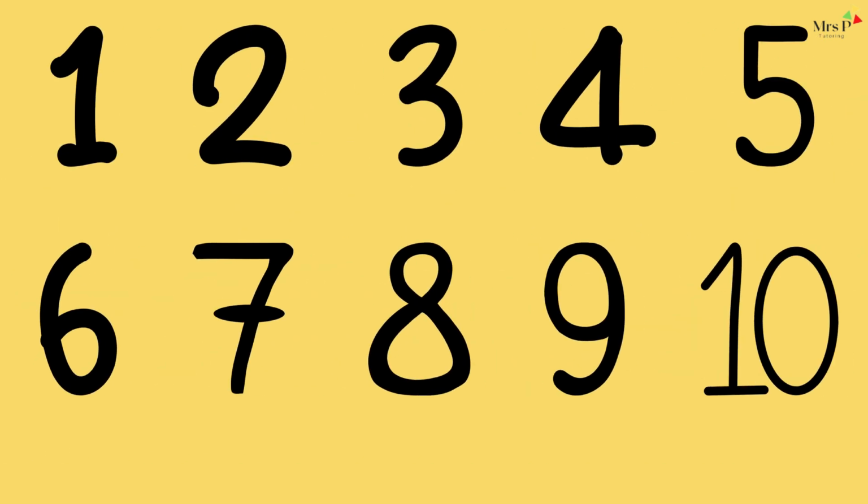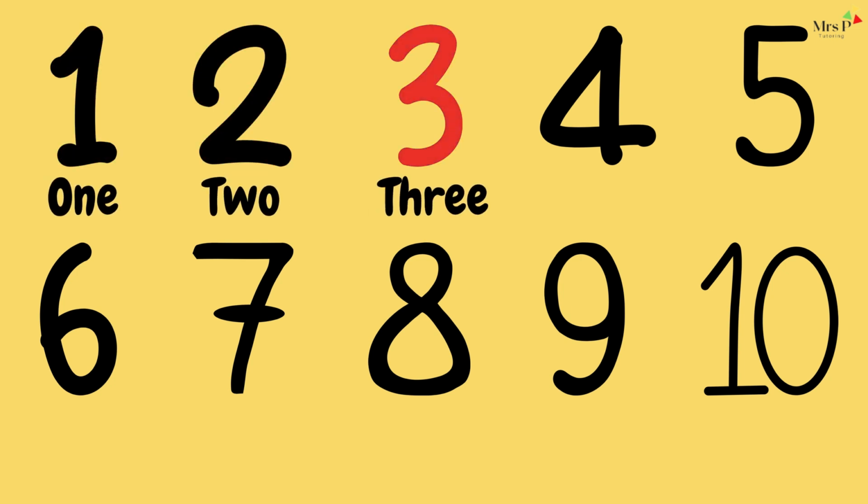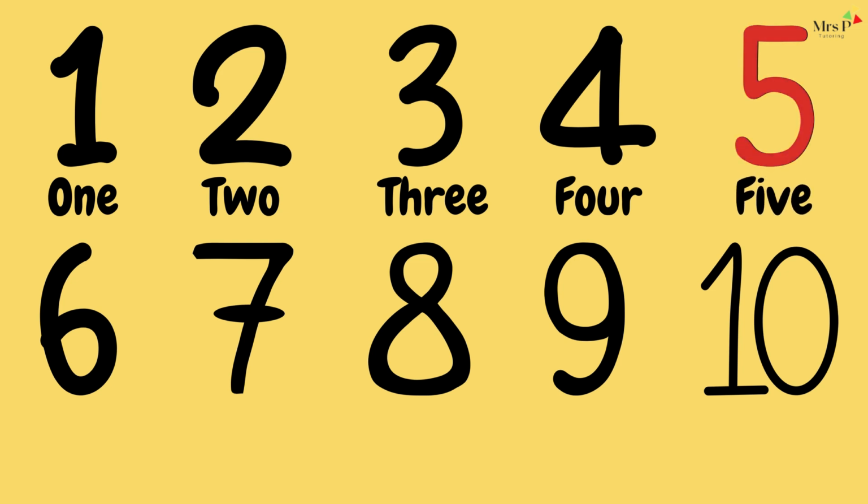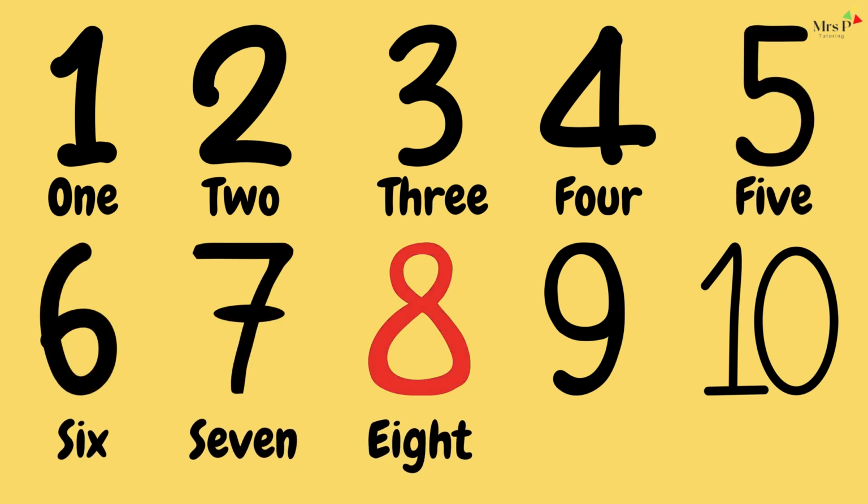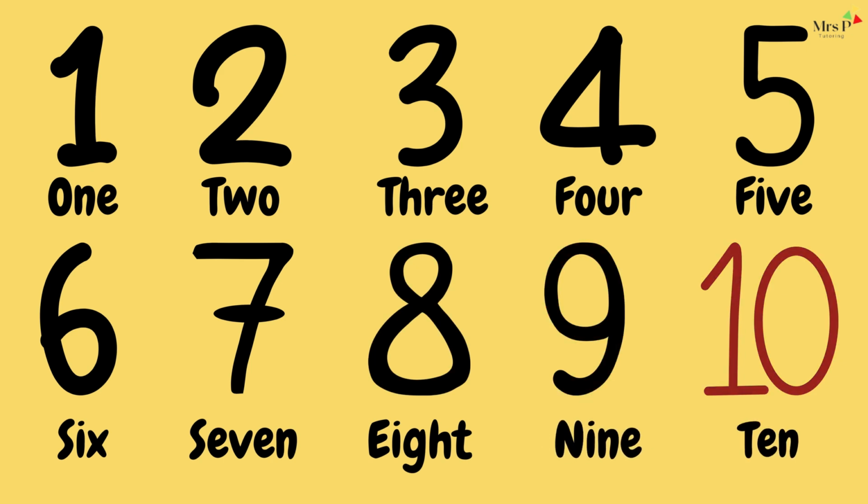Let's start by counting forward from 1 to 10. Counting forward means going up in numbers. Let's say the numbers together. 1, 2, 3, 4, 5, 6, 7, 8, 9, 10.